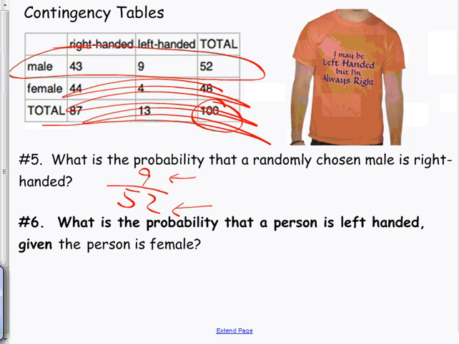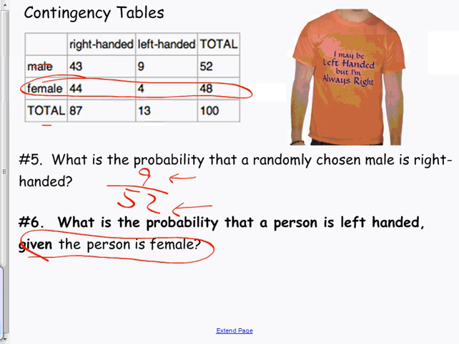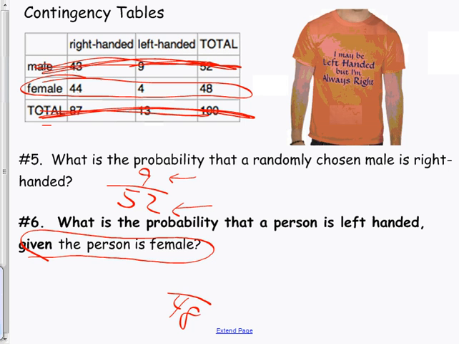So, what is the probability that a person is left-handed, given the person is female? Well, if they're female, then I have to ignore everything on that chart except the female category. As soon as they say, given that they are female, you have to go, okay, only talking these numbers. If you find yourself using any of the other numbers, you are doing it wrong. You can't take it out of 100, for instance. You got to take it out of 48. And then you can only use this or this for on top.